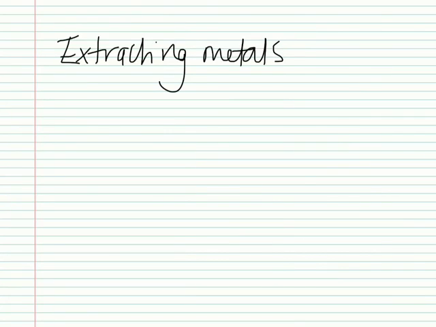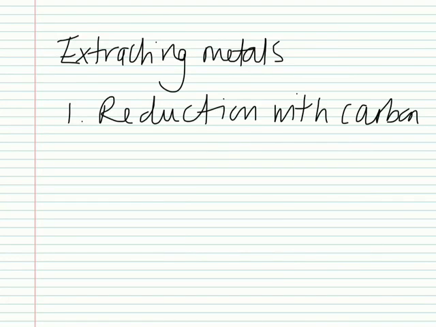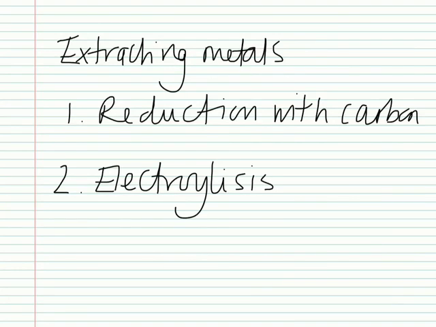There are two ways that we can extract metals, that is the metal that we actually want, from their ores or from their minerals. The first is by a process called reduction with carbon, and that's what this video is going to talk about in more detail. The second is electrolysis. Which method you choose, reduction with carbon or electrolysis, depends on how reactive the metal is compared to carbon.